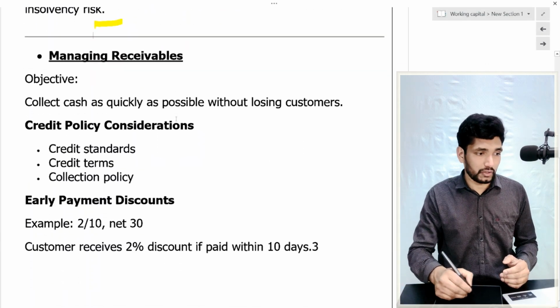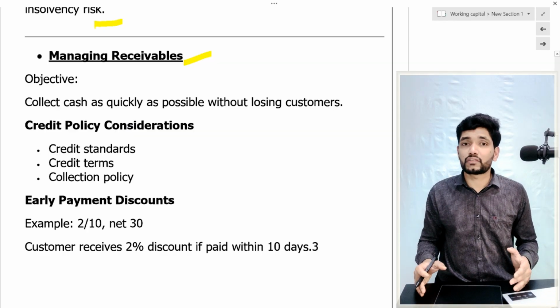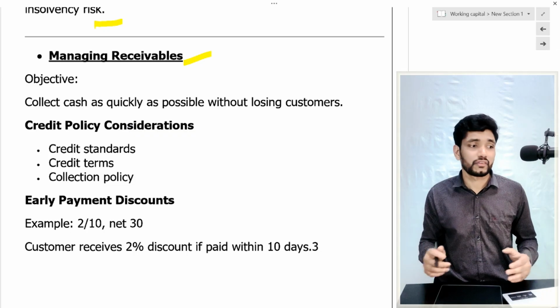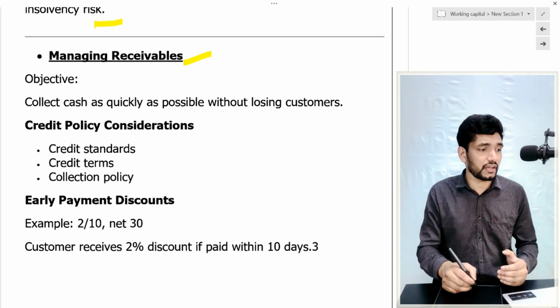Then managing receivables. If you are looking into current assets, the receivable is one of the core components in the current assets.